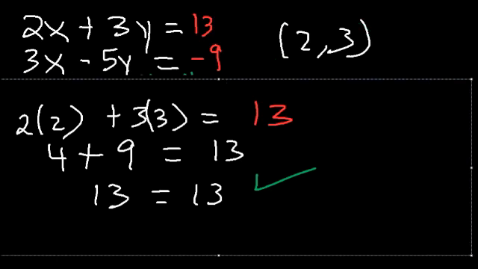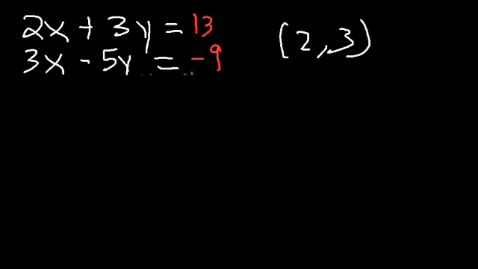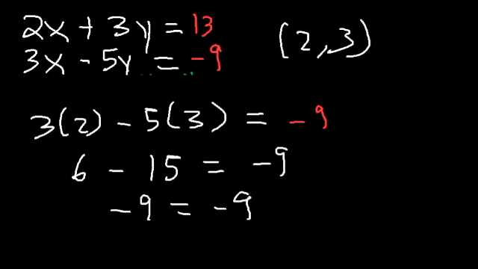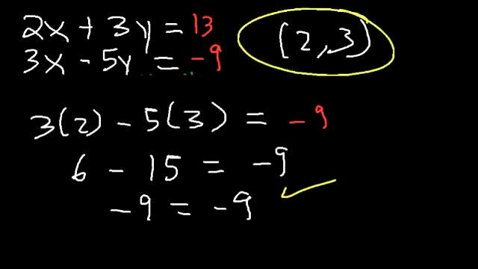Now let's try the other equation. Let's make sure that it works as well. So 3 times 2 minus 5 times 3. Is that equal to negative 9? 3 times 2 is 6. 5 times 3 is 15. 6 minus 15 is negative 9. So therefore, this is the right answer. x is 2, y is 3.